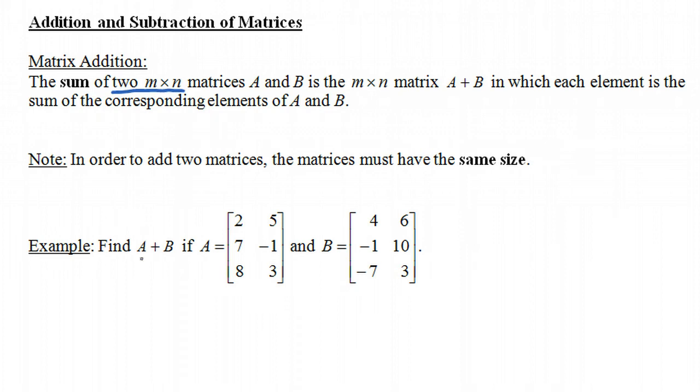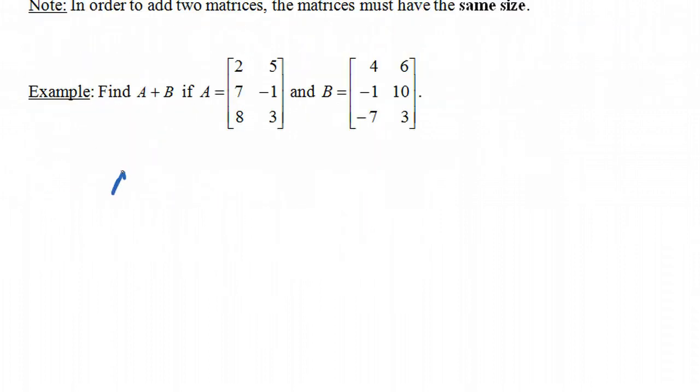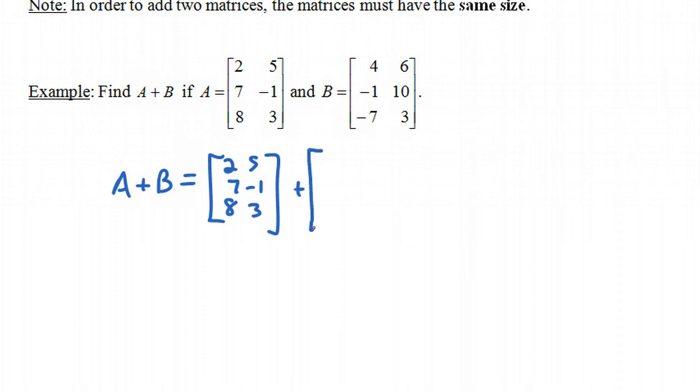Okay, so in the first example, find A plus B if A is this first matrix and B is that second matrix. A plus B would be the same thing as doing 2, 5, 7, minus 1, 8, 3, that matrix, plus 4, 6, minus 1, 10, and minus 7, 3. Now notice these matrices have the same size. They're both 3 by 2 matrices, so we can add them.